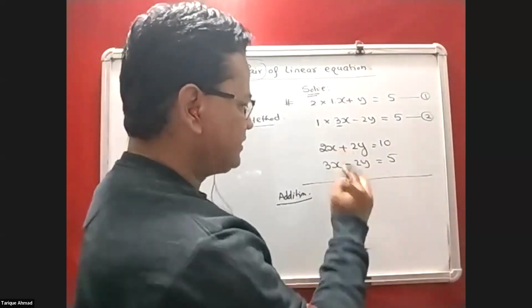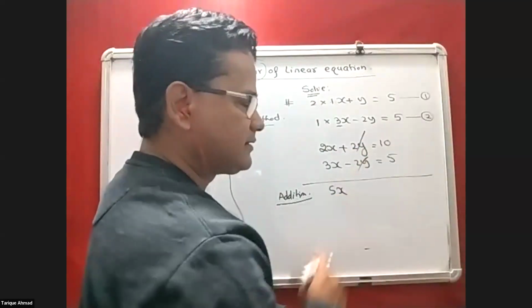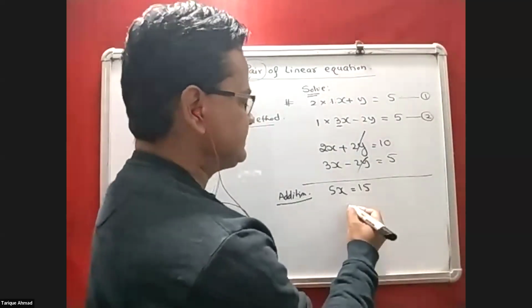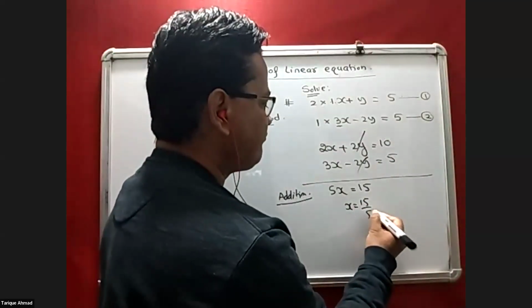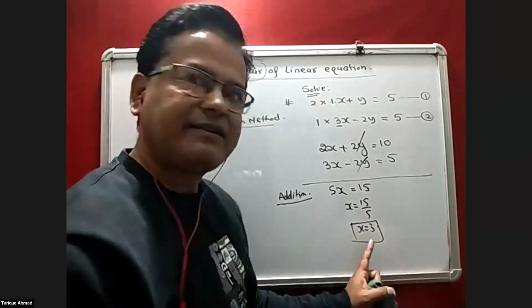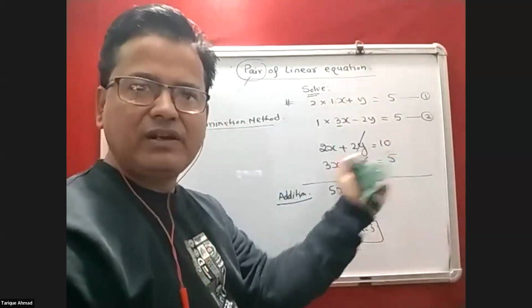Now, 2x plus 3x, 5x. Plus 2y minus 2y cancelled. 10 plus 5, 15. X is 15 by 5. X is 3. We get the value of x. Now, putting this value in any one equation, we will get y.